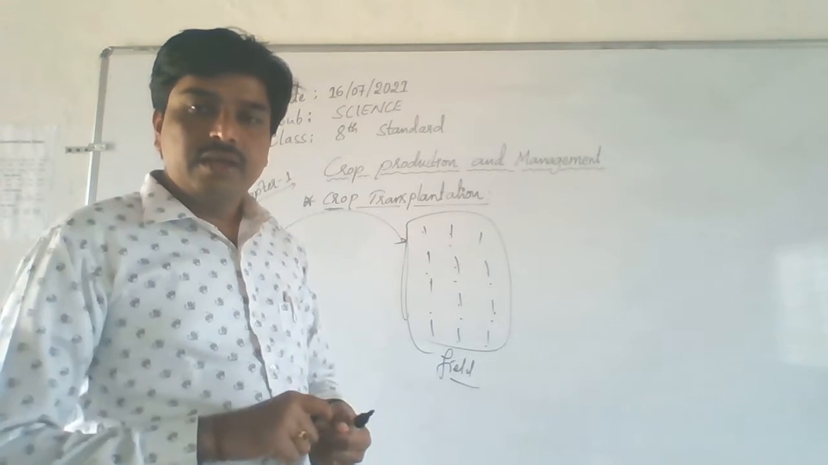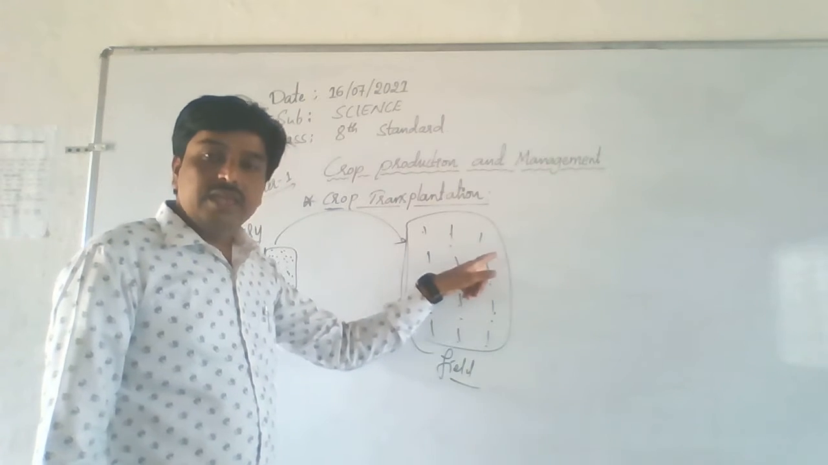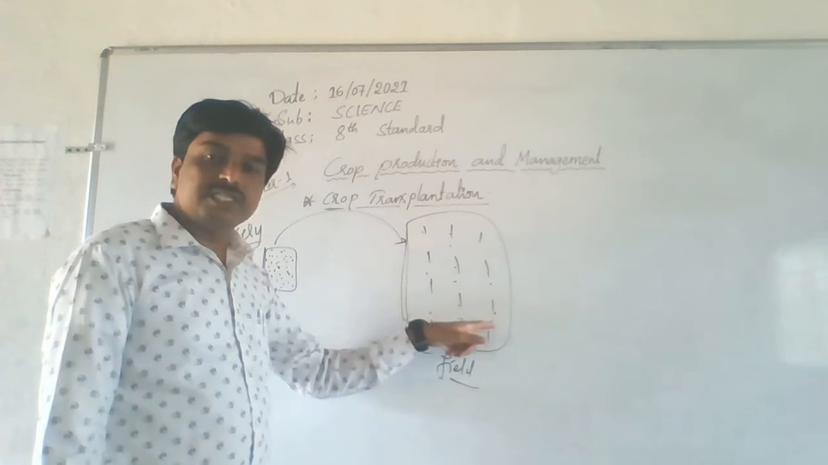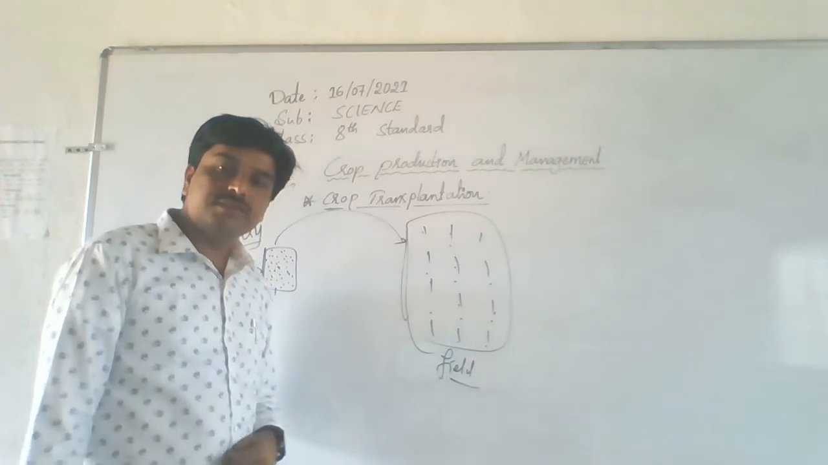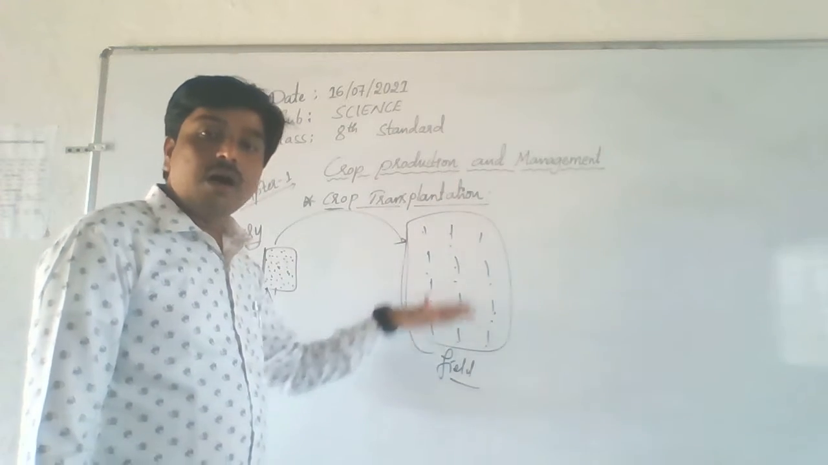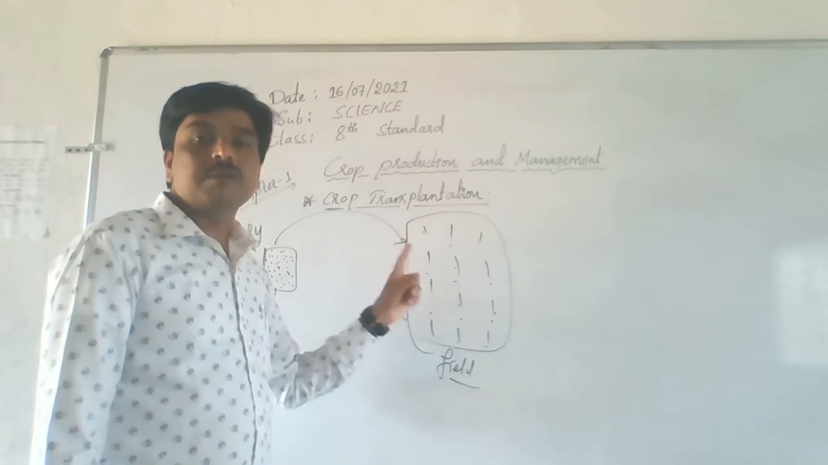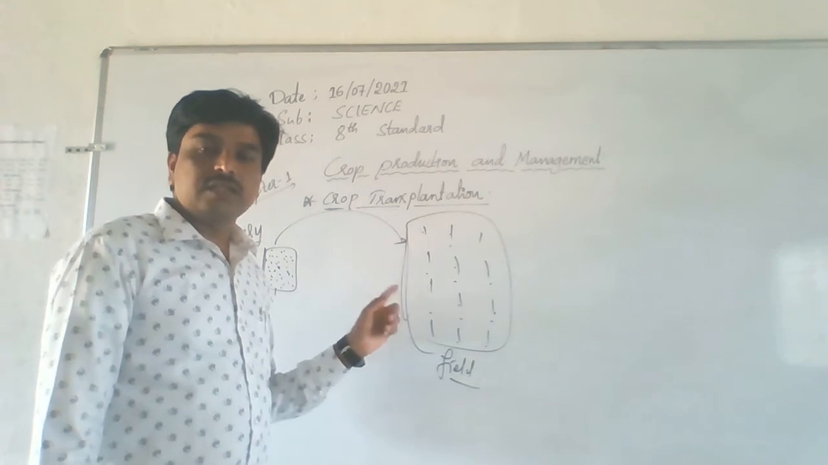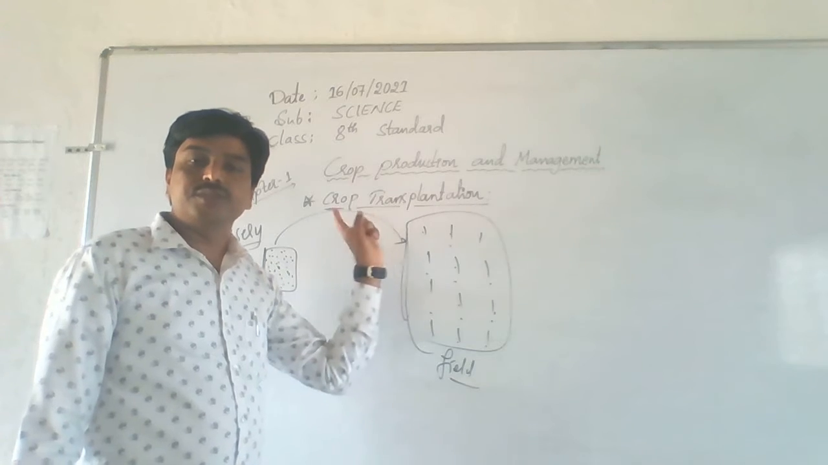And second main advantage, it is very easy to keep proper spacing between each plant. And what is the third main advantage? It increases the crop yield. These are the three main advantages of this crop transplantation.